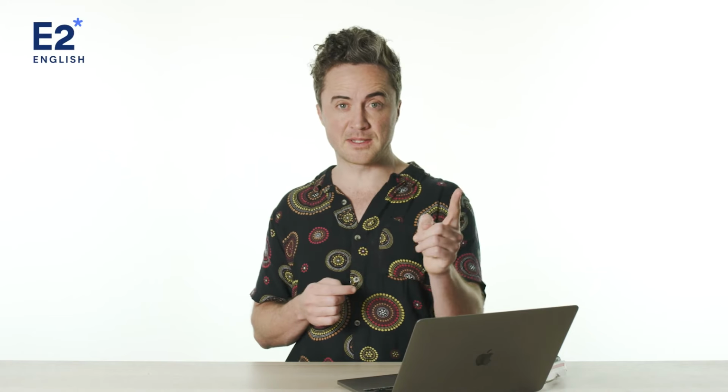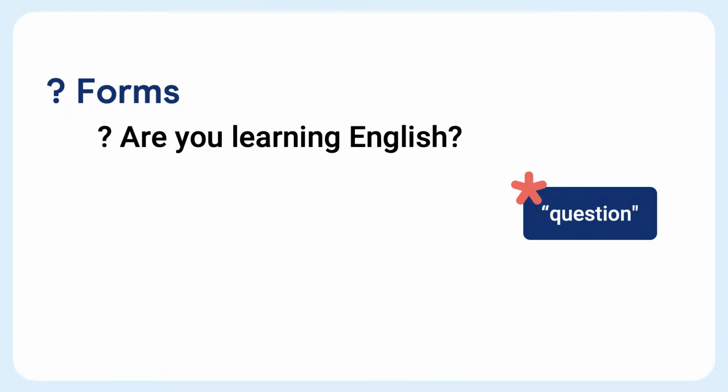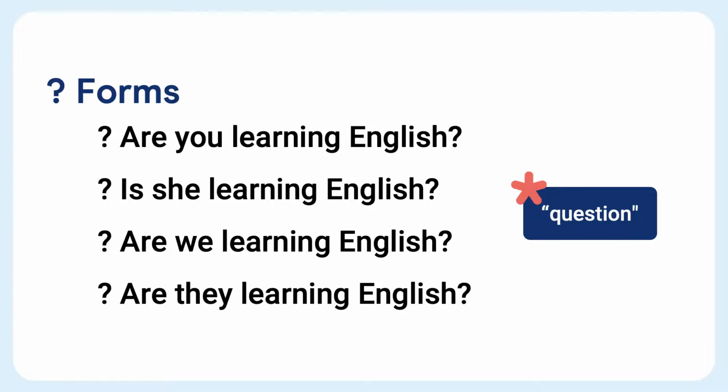Okay, so we've looked at the positive, I am teaching. We've looked at the negative, I am not teaching. How do we ask a question using this particular verb, the present continuous? Let's take a look. So to make a question form, what we do is put the be verb at the beginning of the sentence. So the sentence or the question starts with are or is. For example, are you learning English? Is she learning English? Are we learning English? Are they learning English? Don't forget to put the question mark on the end if you're writing these question forms down.